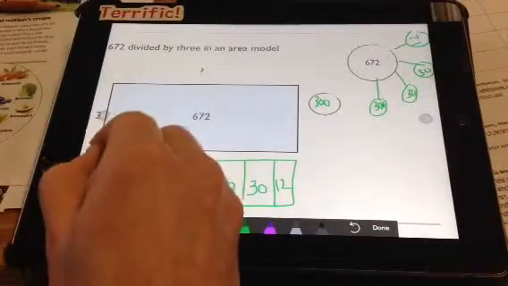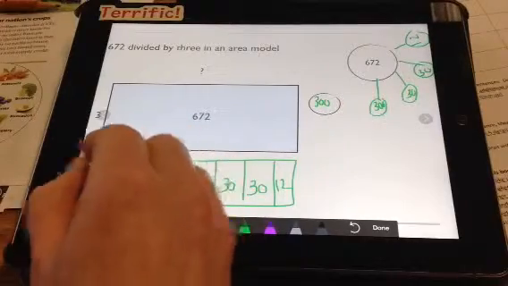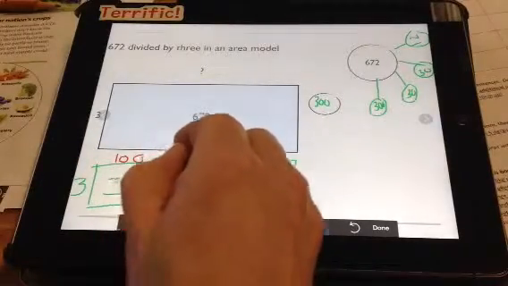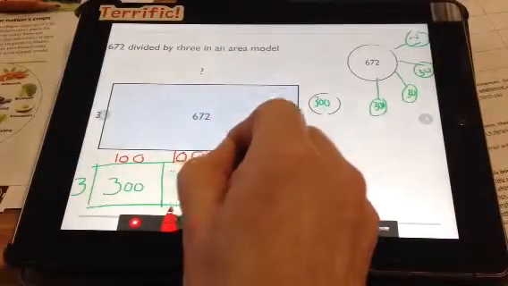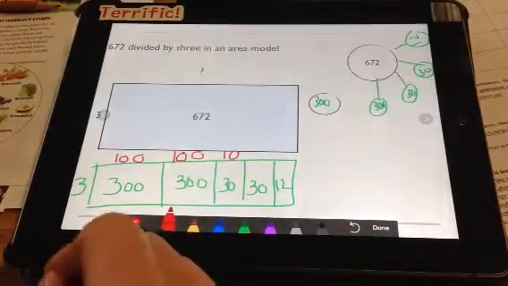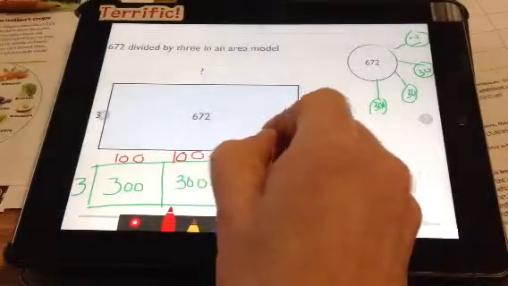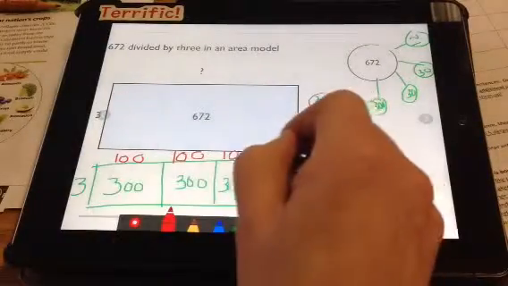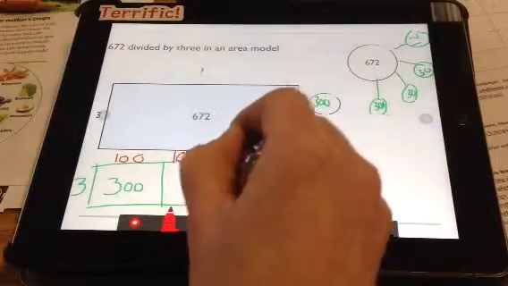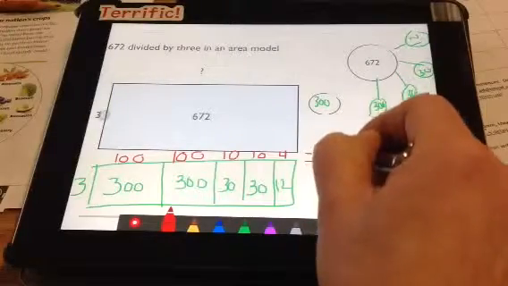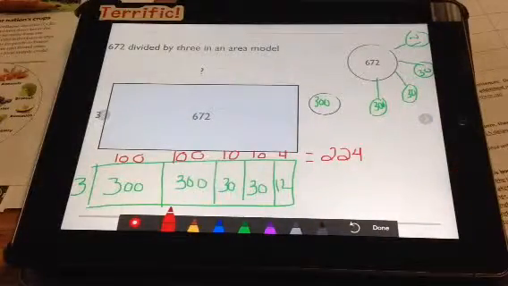300 divided by 3, that's an easy one, because 100 times 3 is 300. Same story. 30 divided by 3 is 10. 3 times 10 is 30. It's going to be the same thing twice, and then 12 divided by 3 is 4. So if I add all those together, 100, 200, 10, 24. 224. The same answer we got on the other side. And that's what our math problem is today.